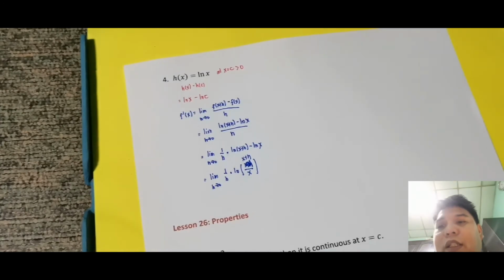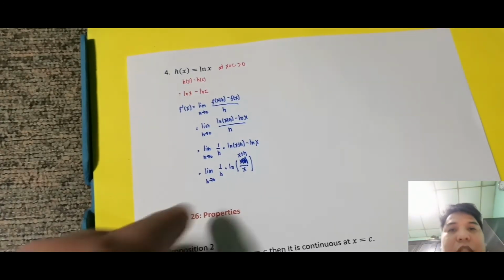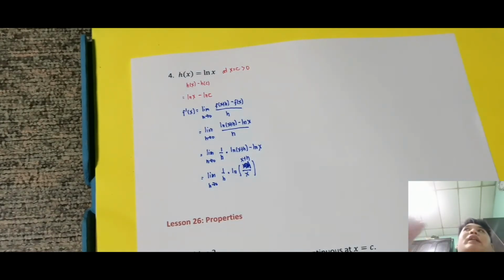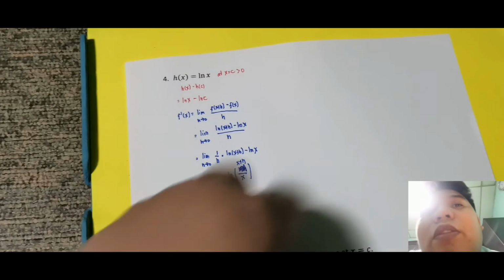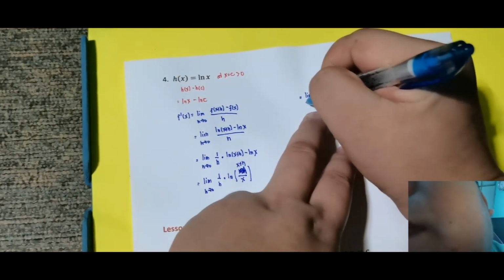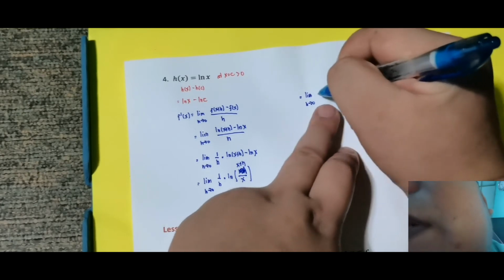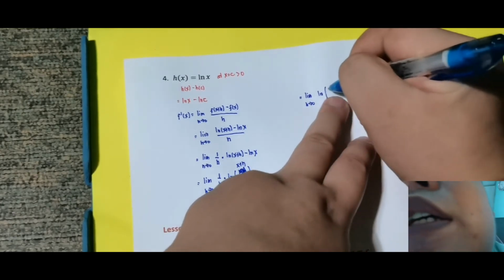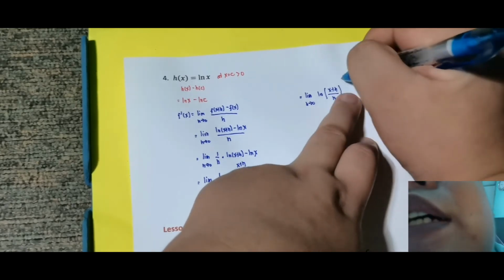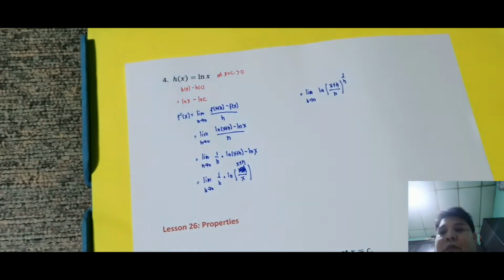Okay, next gagawin ko, since naka ln na siya, pwede ko iangat doon kasi may property na a ln of u, aangat siya. Tama? So, pwede ko iangat to. So, this is equal sa limit as h approaches 0 ng ln of (x plus h over x) raised sa 1 over h. Then, solve ko lang konti yung nasa loob.